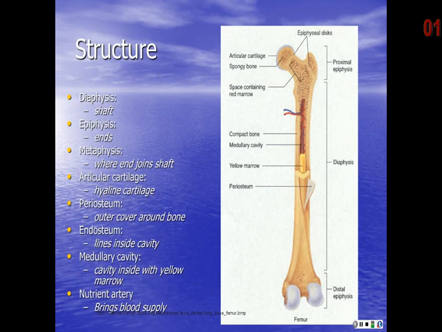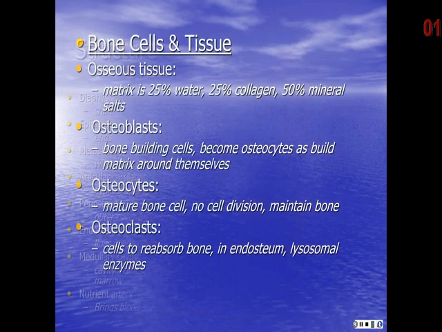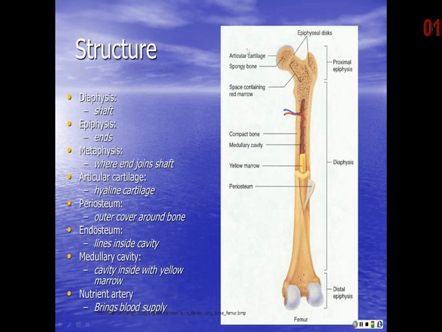Here we will look at the structure of a long bone. It is divided into three general regions. The diaphysis is the shaft of the bone, and the epiphysis is the end region of the bone, and the metaphysis is the region where the epiphysis joins the diaphysis. On the ends of the bones we have articular cartilage that you can see along here. This is made of hyaline cartilage to smooth the movement against another bone.